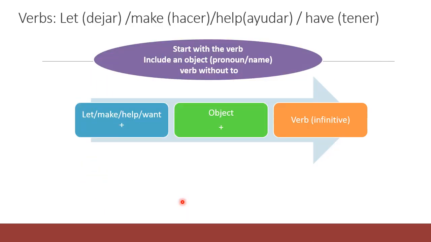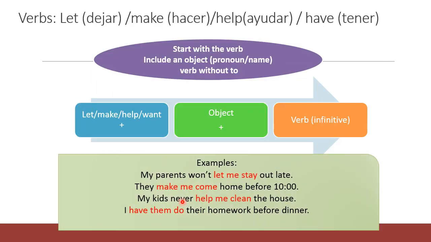Now let's check some examples with the whole structure. My parents won't let me stay out late. They made me come home before 10 p.m. My kids never help me clean the house. I have them do their homework before dinner. So notice here we have the verb let, we have the object me, and the verb stay.